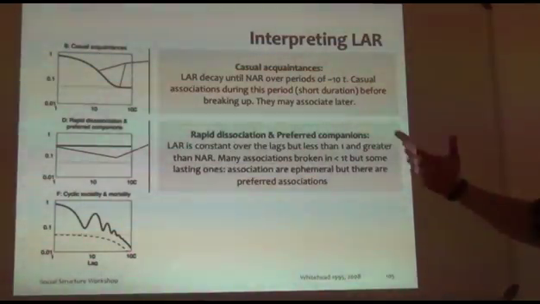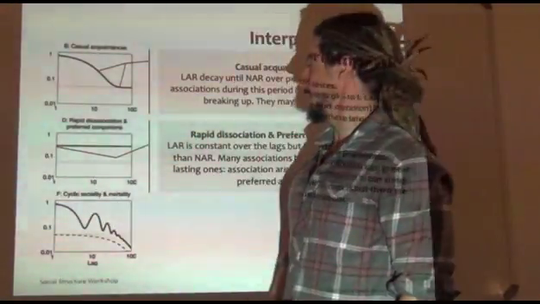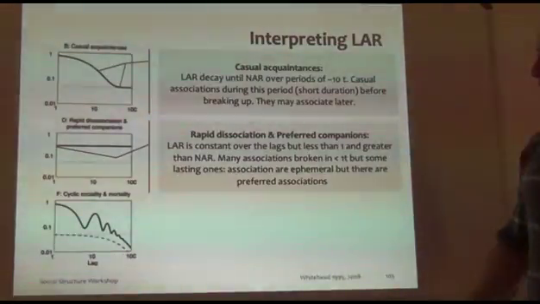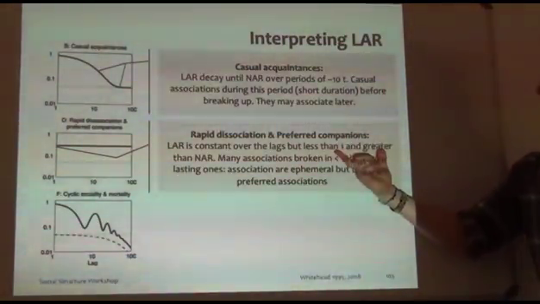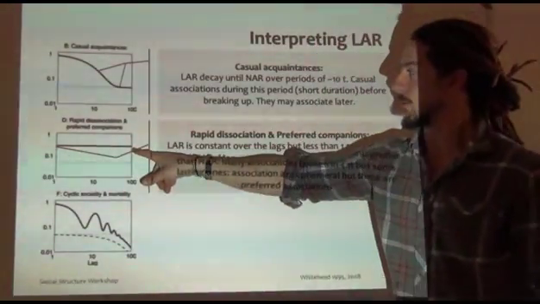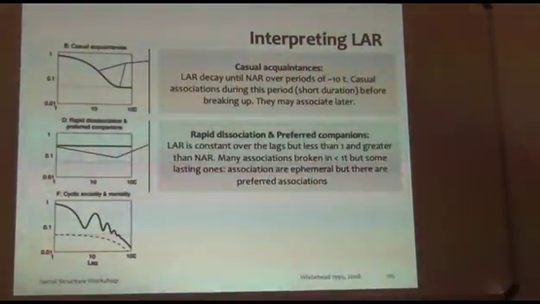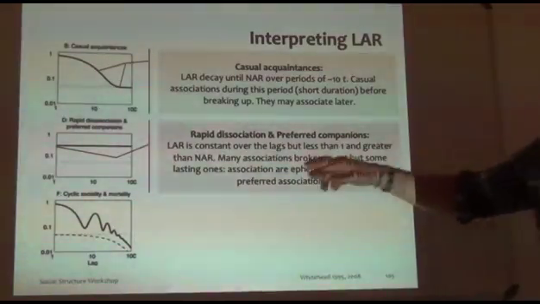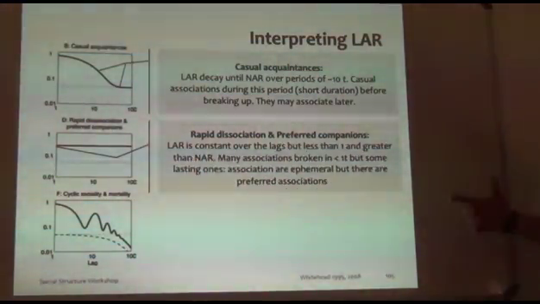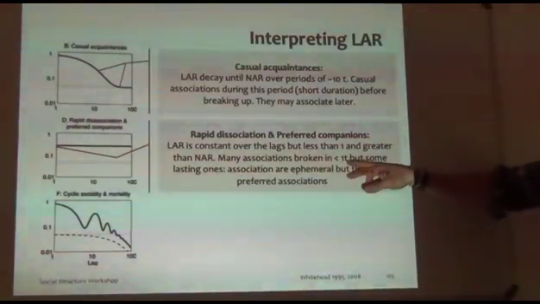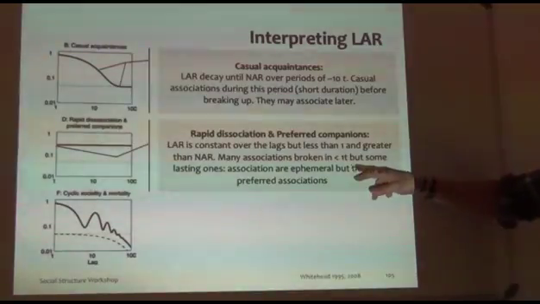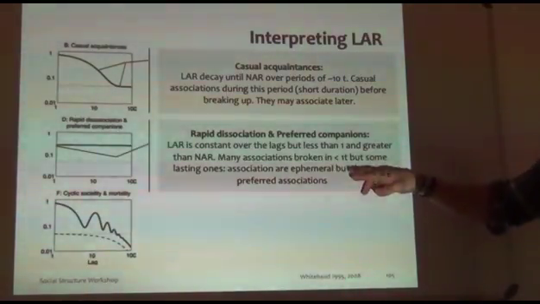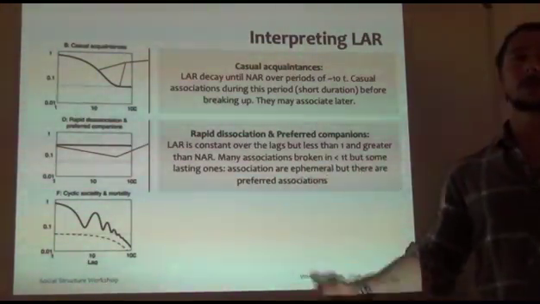Here is similar, but the first disassociation is super quick and occurs within the first sampling period. Then, because you have some preferred companions in the population, the rate stays more or less high over time. So the lagged association rate is constant over the lags, but less than 1 and greater than the null association rate. It means most associations are broken up within a day, hour, or sampling period, but some of them will last for a lot of time. So we have a scenario with both very ephemeral associations and some preferred associations.